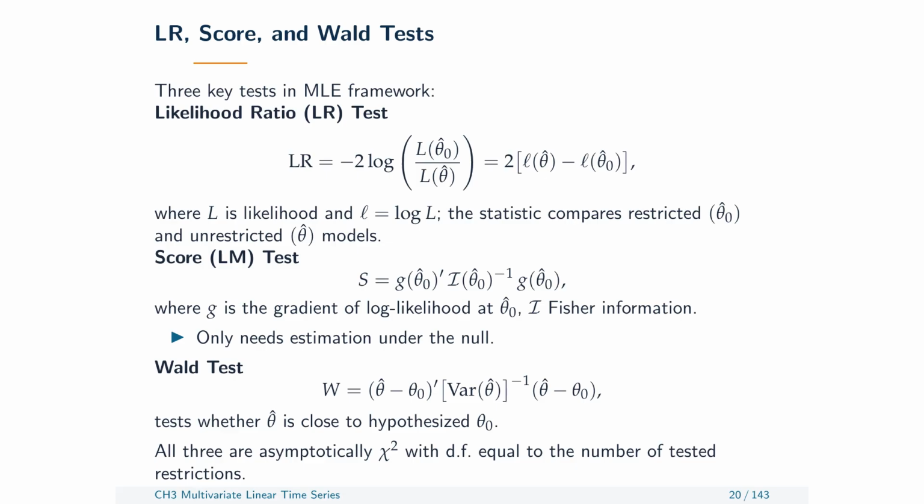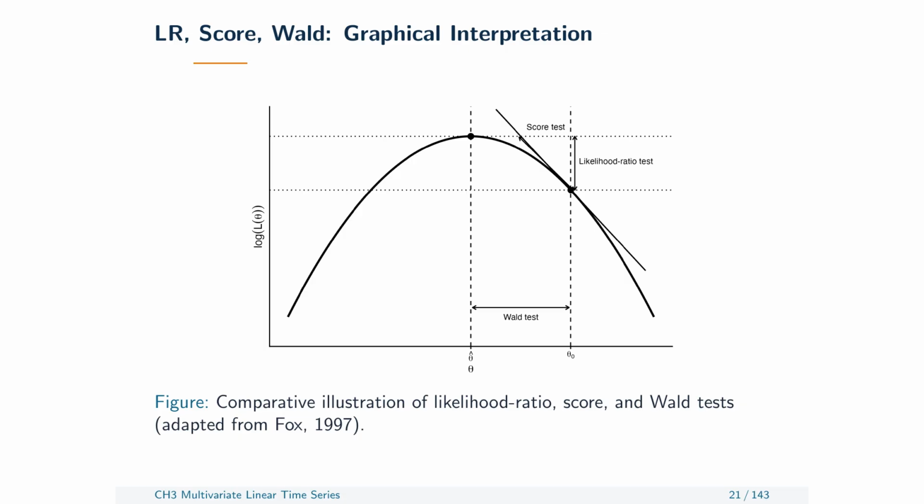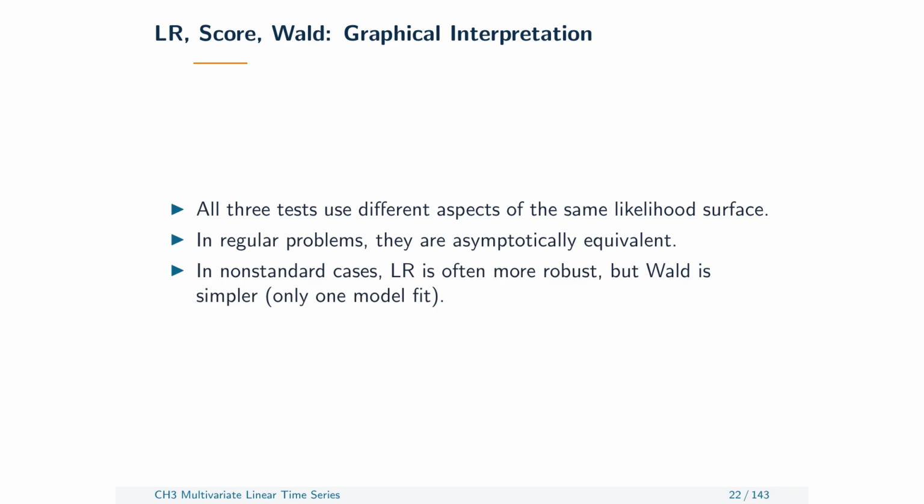Likelihood ratio, score, and Wald tests use different aspects of the same likelihood geometry. The likelihood ratio compares two fitted objective values. The score examines the slope at the restricted estimate. The Wald statistic measures how far the unrestricted estimate lies from the restriction. They are asymptotically equivalent in regular problems, but can differ in finite samples.